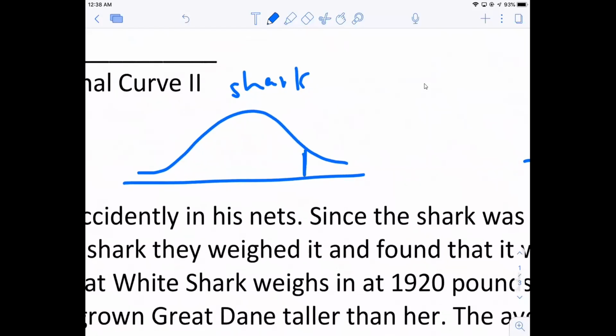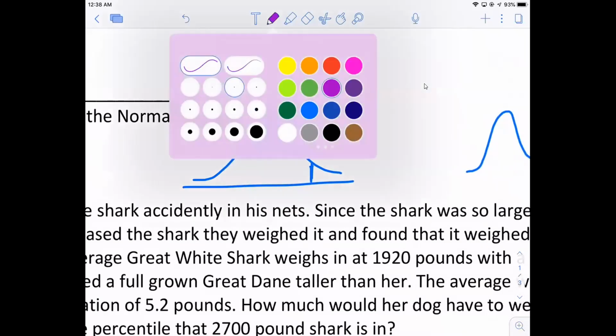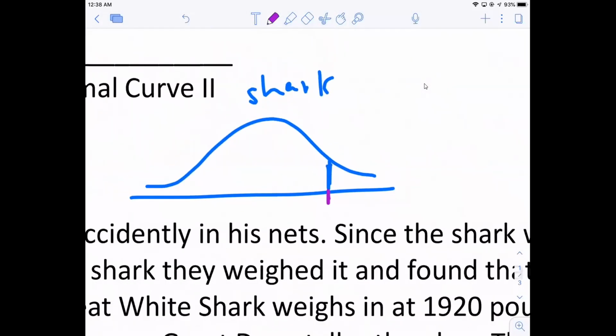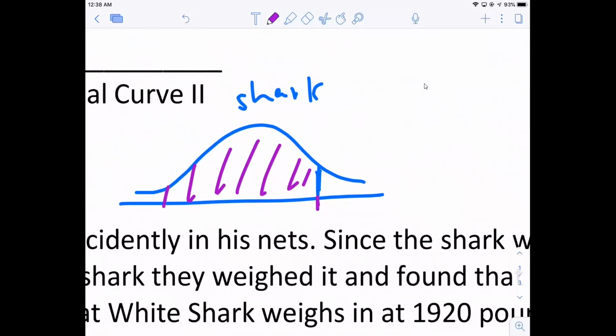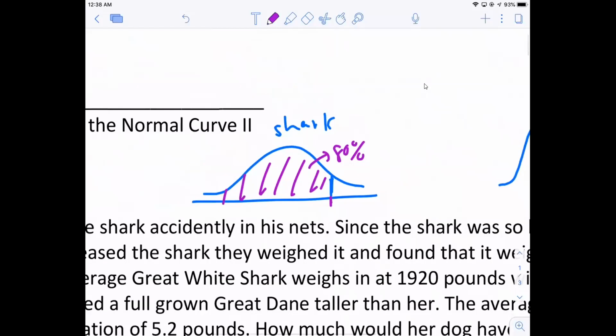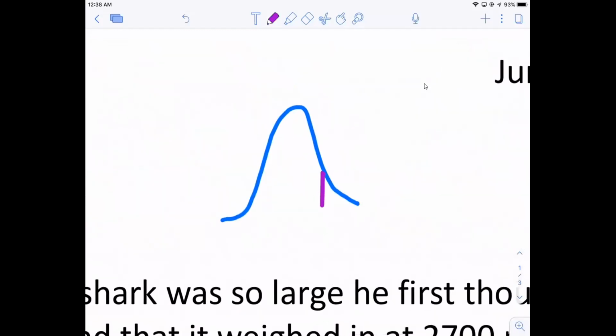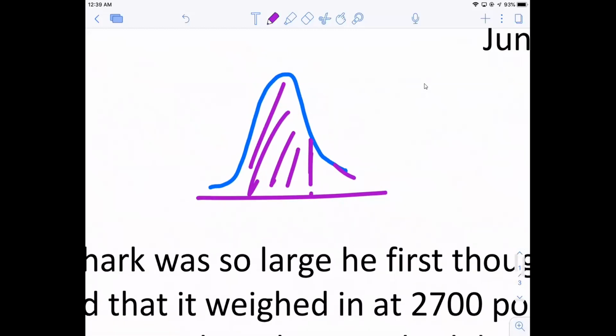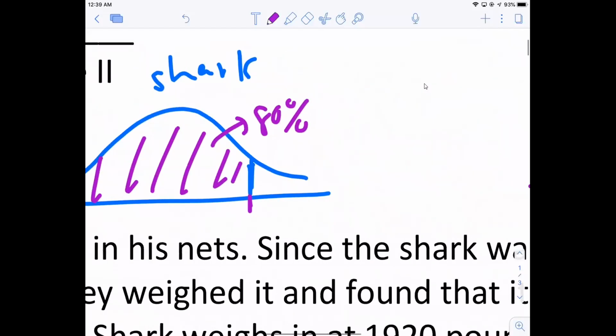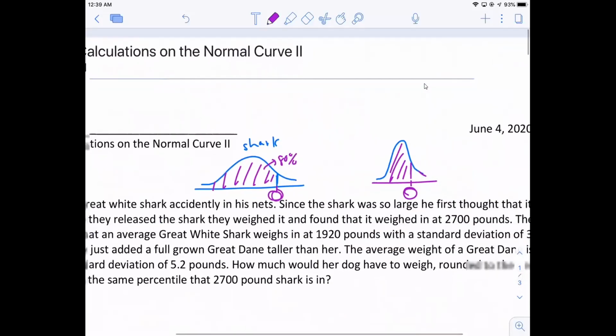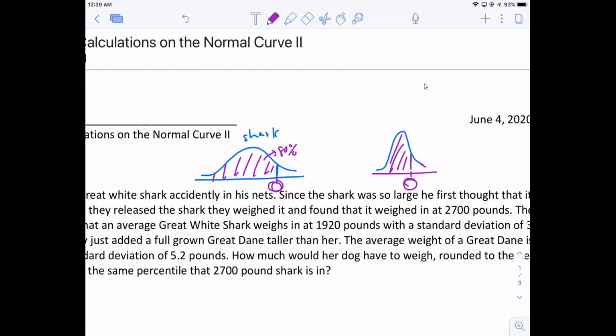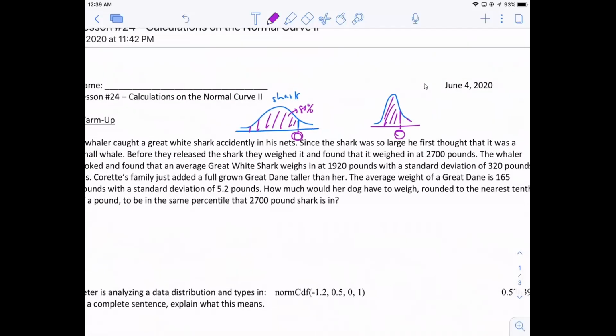Because that shark, well, we can find its percentile rank by finding its z-score. And let's say, I'm just making this up, that was 80%, then we can say the shark is heavier than 80% of all other sharks. So on the corresponding normal distribution for dogs, we will want that to also be 80%. And so these would be 80% at the same z-score. So in essence, we just want to know how many standard deviations that great white shark is above other great whites, and same thing for the Great Dane.